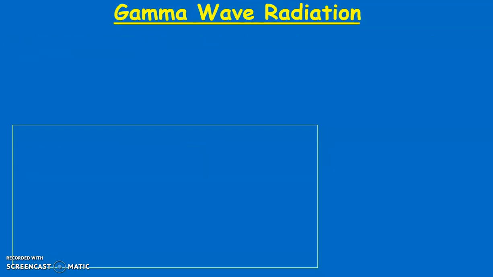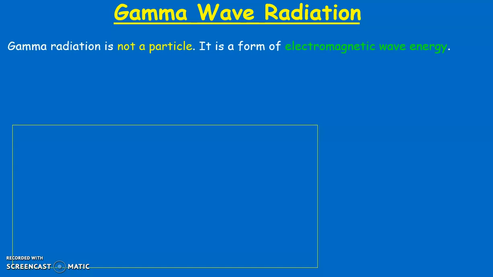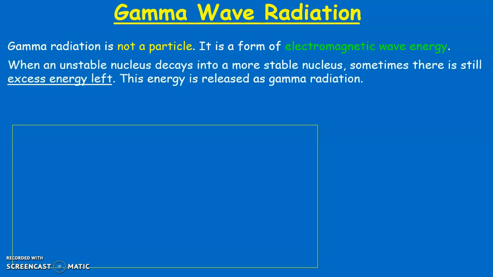Gamma wave radiation. Important to know, gamma radiation is not a particle. Alpha and beta are both particles. Gamma is not a particle. It's a form of electromagnetic wave energy. When an unstable nucleus decays into a more stable nucleus, sometimes we get some excess energy that's left over.